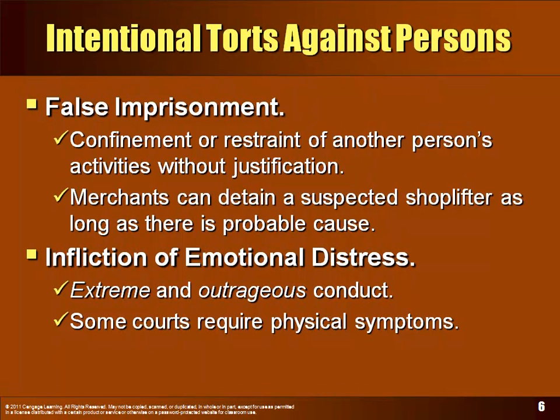All right, so infliction of emotional distress. Intentional infliction. Not you see something you didn't want to see and it really disturbed you.